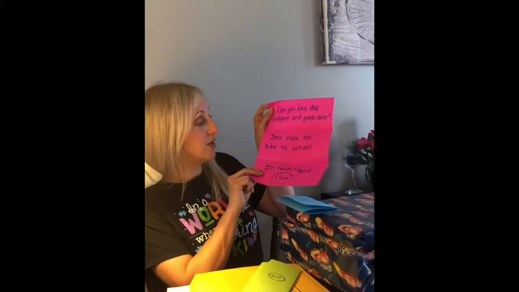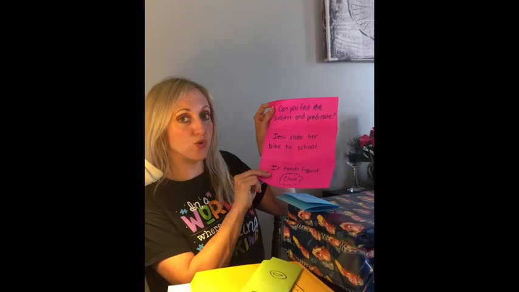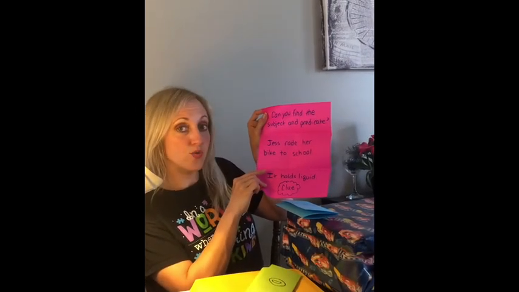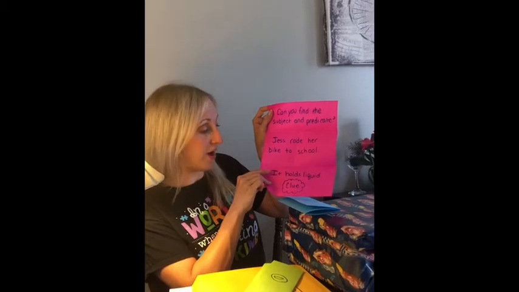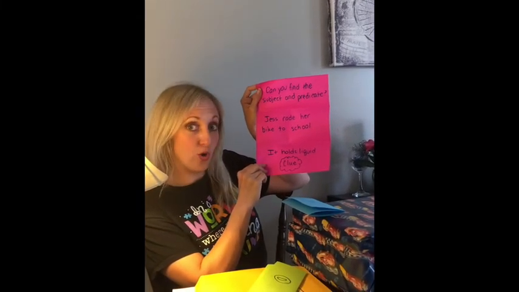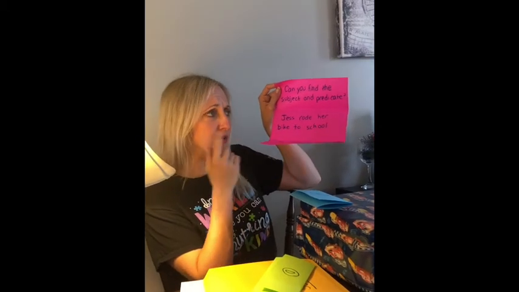Let's take a look at A, B, C. Alphabetical order. Can you find the subject and predicate? Jess rode her bike to school. Jess is the subject. Rode her bike to school is the predicate. Oh, clue number 3. It holds liquid. Oh, it can be found at Bond Mead. Many colors and designs and can hold liquid. Let's try, A to Z.